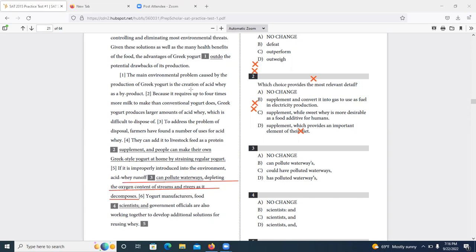If it is improperly introduced into the environment, acid whey runoff can pollute waterways, depleting the oxygen content of streams and rivers as it decomposes. To address the problems of disposal, farmers have found a number of uses for acid whey. So yes, that's going to go after sentence 2, before sentence 3.